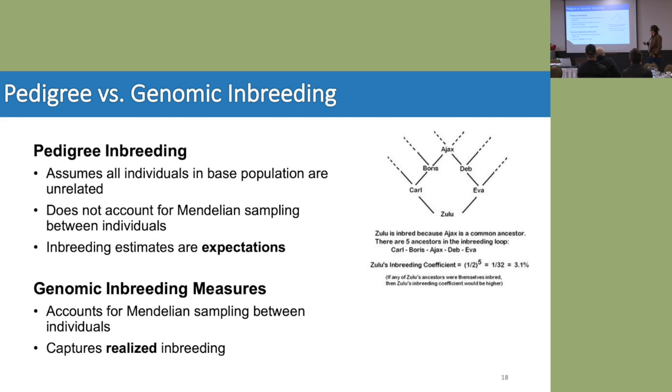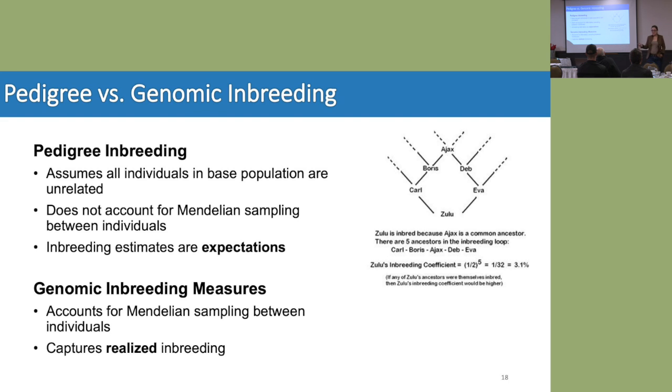You draw out all the common ancestors. You count how many common ancestors an individual has on both sides. Here in this case, there's 5. And the trick is you say a half to the exponent 5 is 1 over 32. Zulu's inbreeding coefficient here is 3.1%.